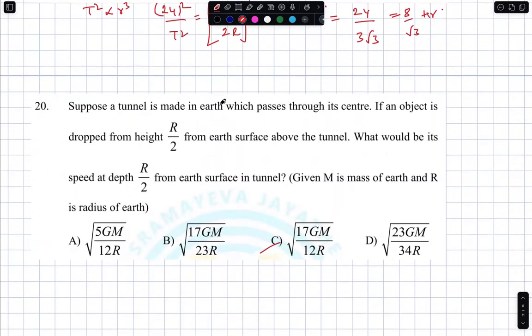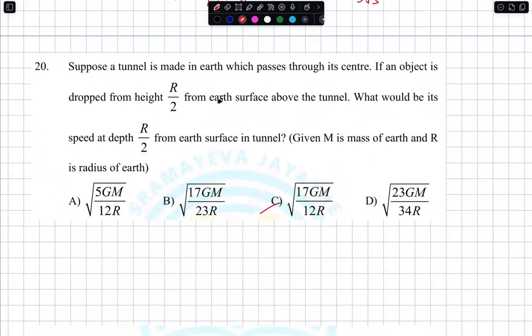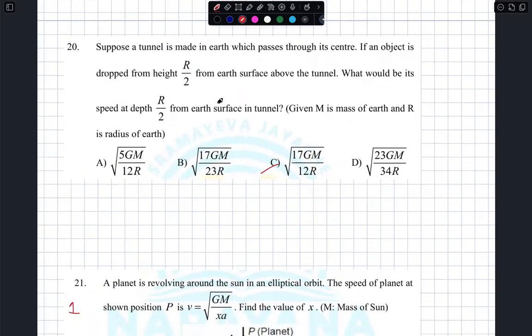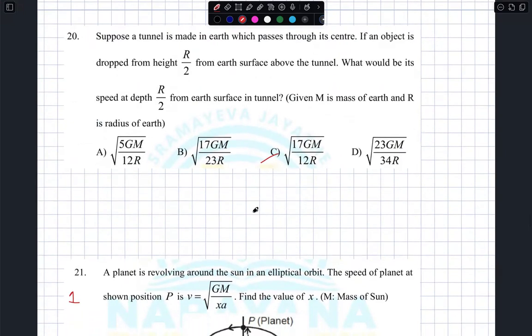Question 20. Suppose a tunnel is made in the Earth which passes through its center. If an object is dropped from height r by 2 from the Earth's surface above the tunnel, what would be its speed at a depth r by 2 from the Earth's surface in the tunnel? See, the only thing that you need to know is the potentials. At that height, potential is simply minus GM by height, 3R by 2.